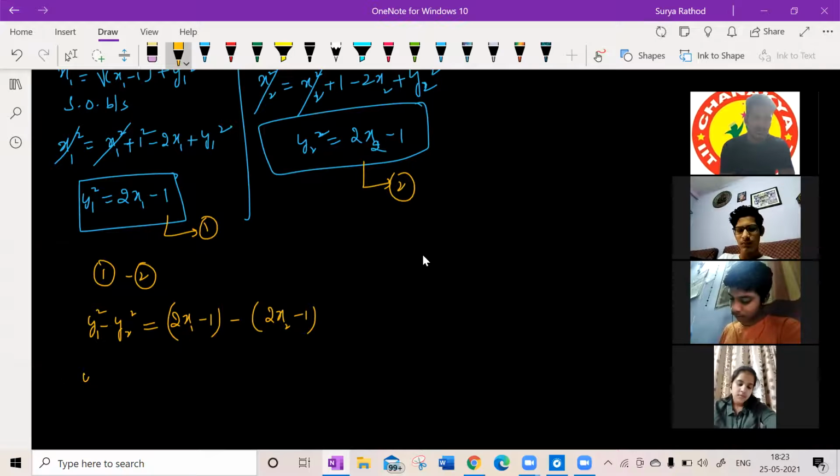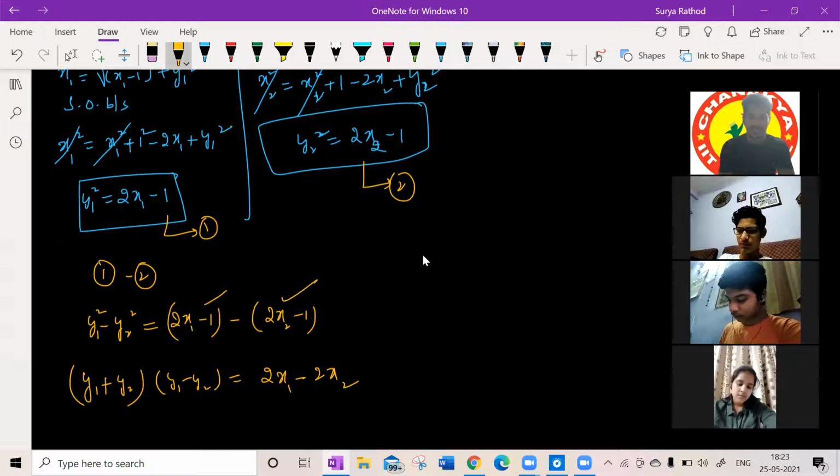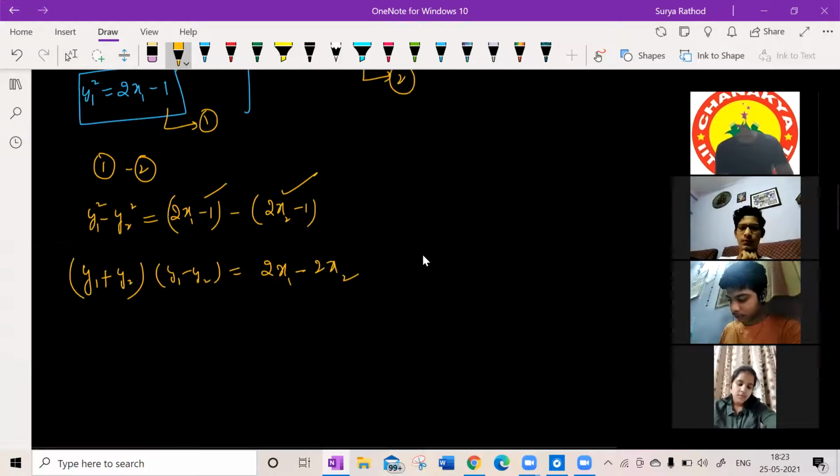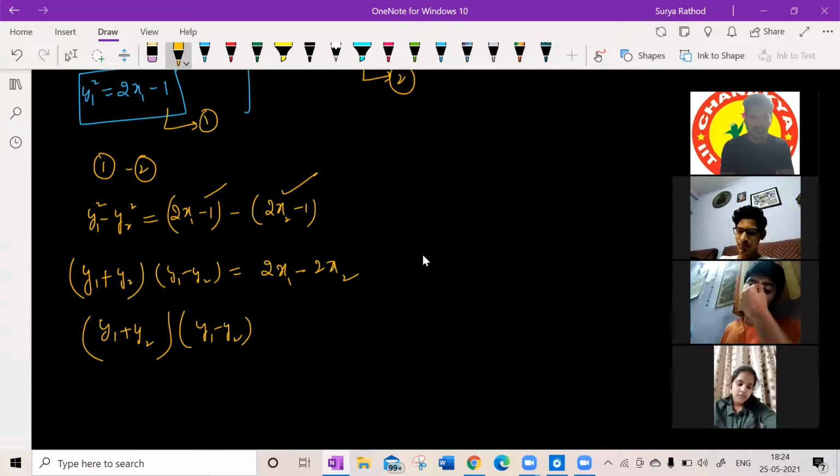So y1 plus y2 into y1 minus y2 can be written as 2 times x1 minus 2 times x2. Here minus 1 plus 1 will get cancelled. So I'm writing the direct step: y1 plus y2 into y1 minus y2 is equal to 2 times x1 minus x2.